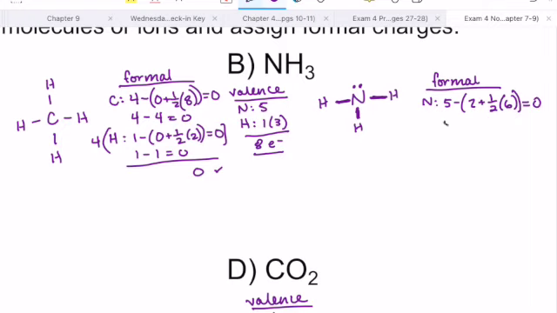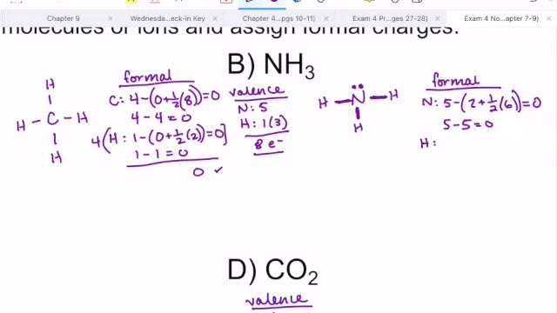So remember, the shortcut is 5 minus 1, 2, 3, 4, 5. So we still have an octet, right? Octets is where we count the dashes as 2. But for formal, we can count the dash as 1 instead of doing this whole thing. Okay, so let's also do our counting for hydrogen.